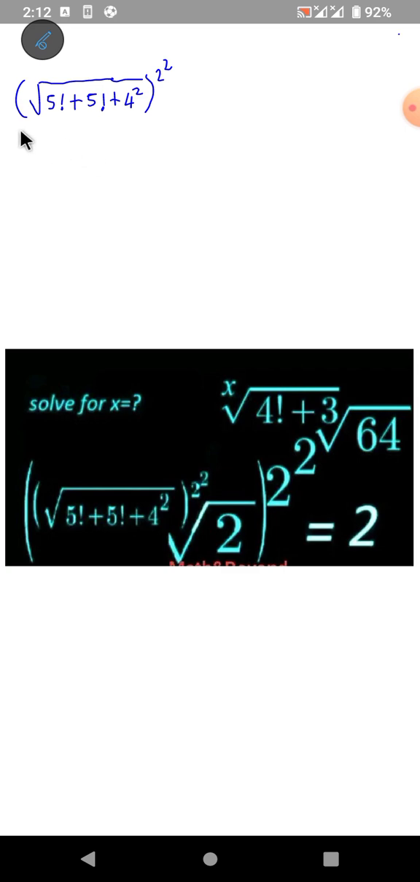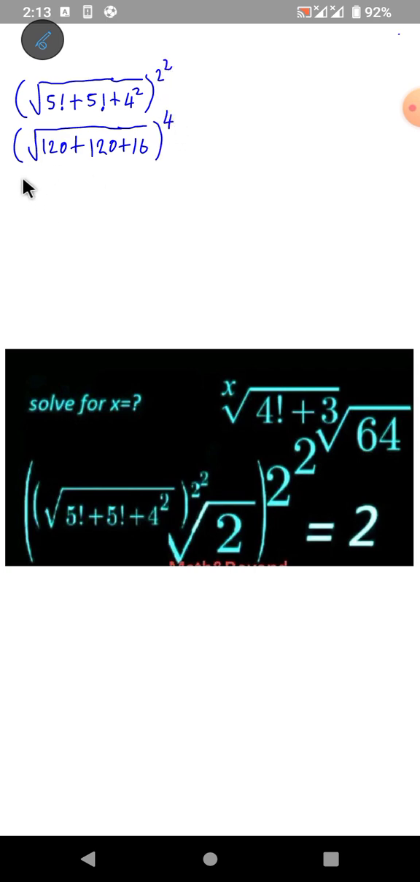Then we'll continue again. We'll say, open bracket again, the square root of 5 factorial is the same thing as 5 times 4 times 3 times 2 times 1, which is 120. So we'll write 120 plus 120 plus 4 square means 4 times 4, that's 16. Close my bracket. Then 2 raised to the power of 2 is 4.